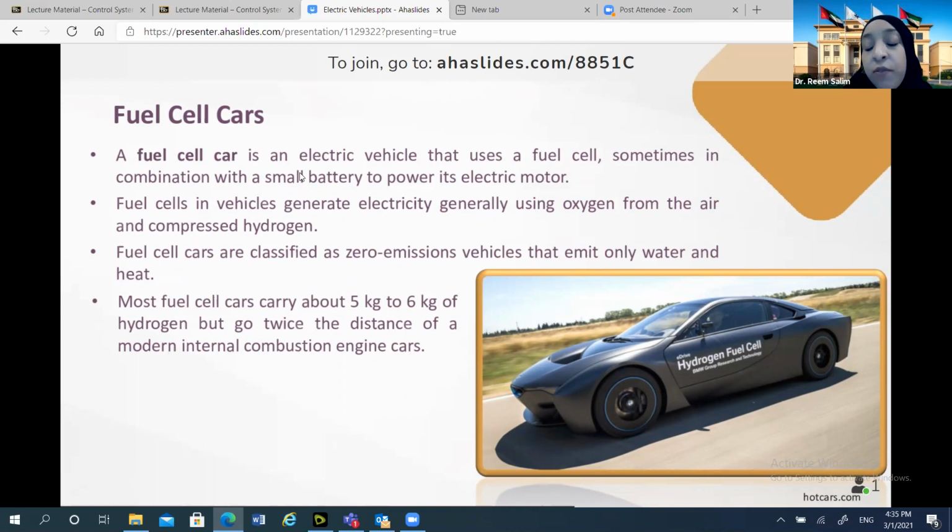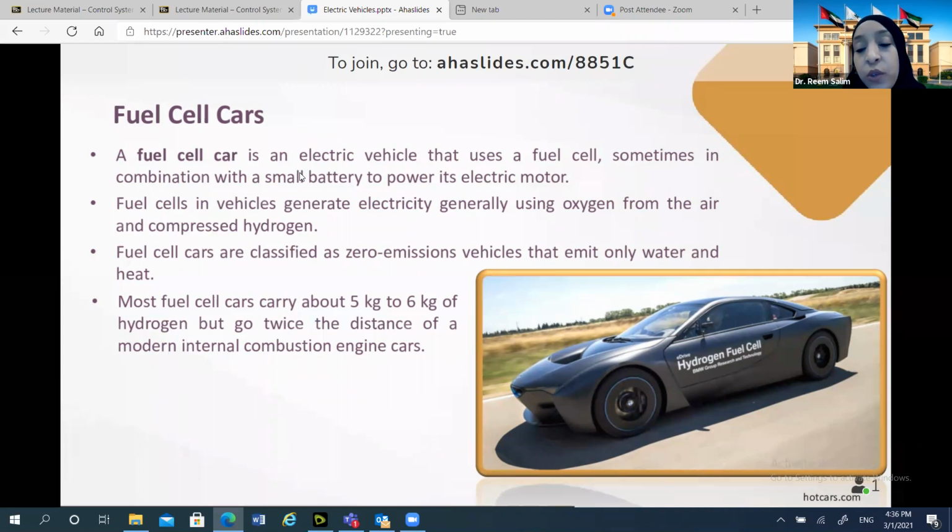It uses hydrogen from canisters. These canisters are the fuel that you fuel your car with. They are inside your car, and they don't weigh too much or take up much space, because we can get compressed hydrogen in those tanks. They weigh around 5 to 6 kilograms, the canisters that you have inside your car. However, they can give you twice the distance that is given by modern internal combustion engine cars.